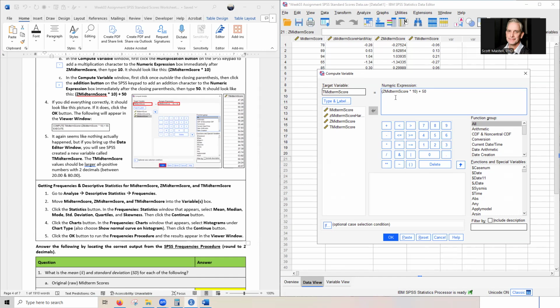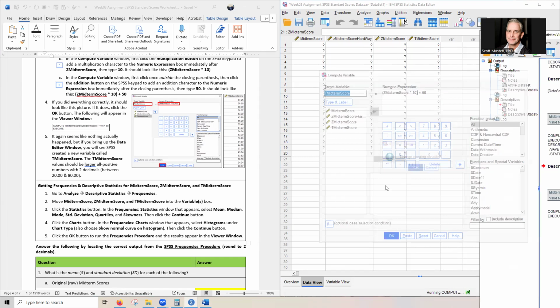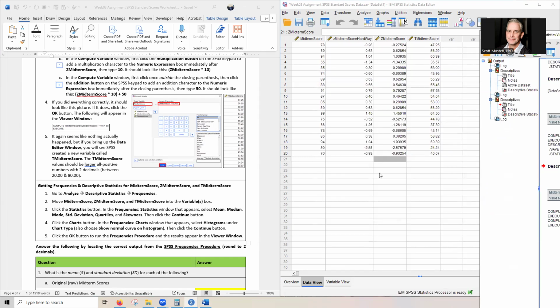So z midterm score times 10 plus 50. Got it. Click OK. It tells you, do you want to overwrite the variable because it already exists out there? Click OK. Those are what t-scores look like. So they were literally invented because people hate negative numbers.